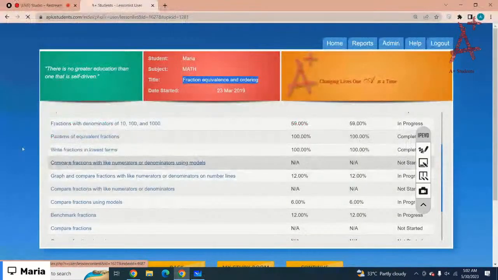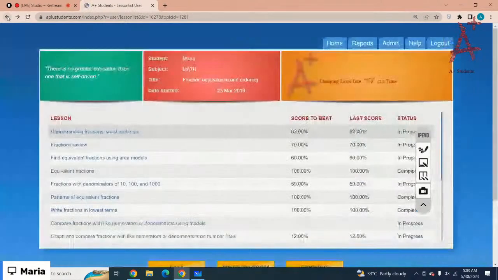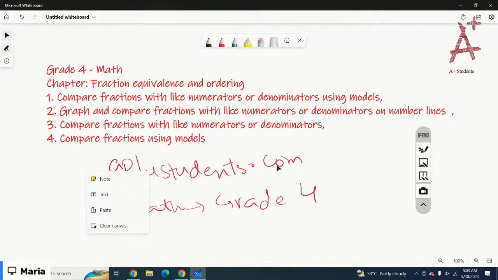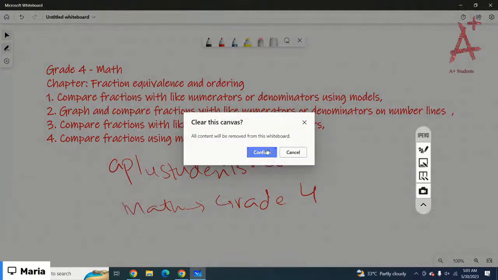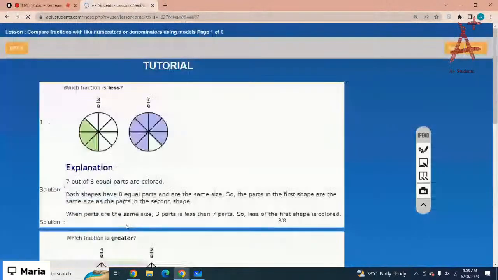Okay, here I am on grade 4 maths. The chapter we're going to start with is compare fractions with like numerators and denominators using models. So here is the lesson. Let's just start with the lesson.